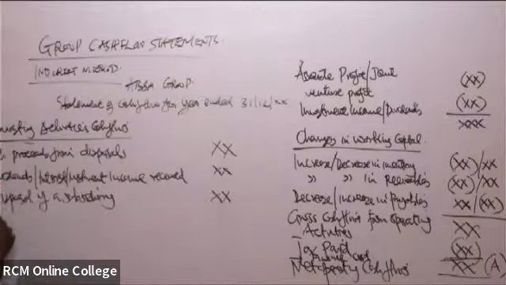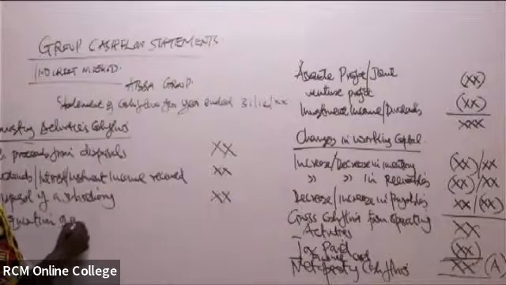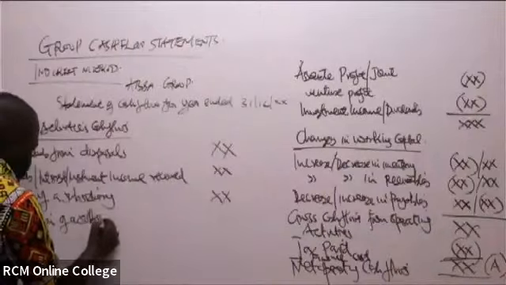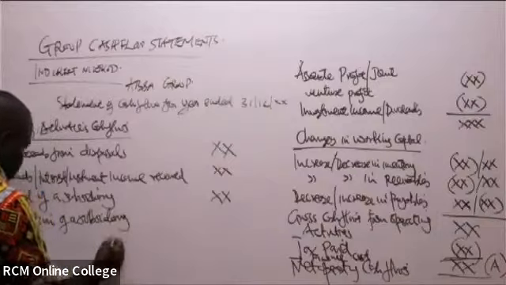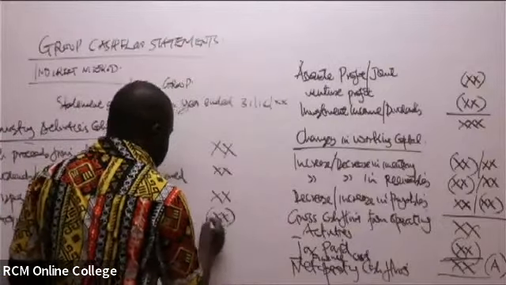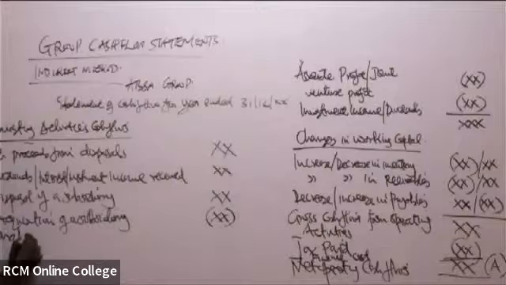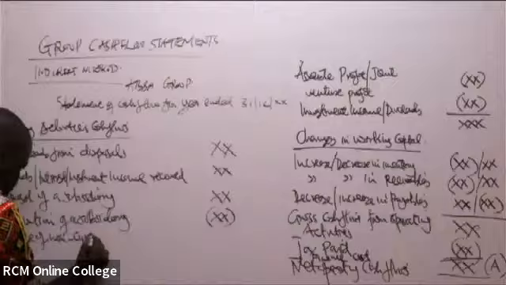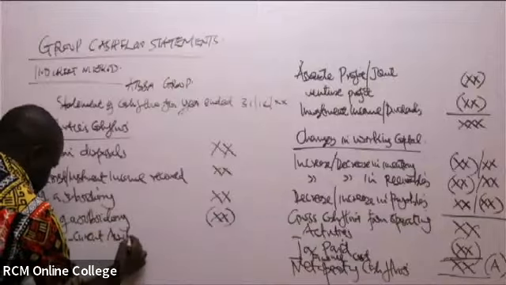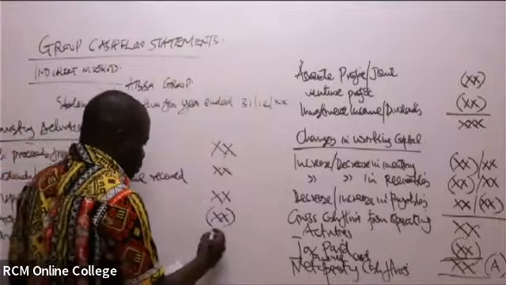Acquisition of a subsidiary, you paid money to acquire a subsidiary. So now that is an outflow. It's the purchase consideration. So you paid it. It means that was an outflow from the holding company. Purchase of non-current assets. So you less it.